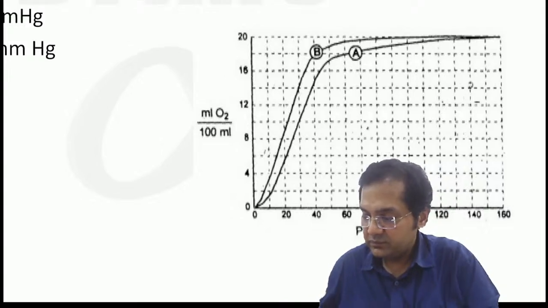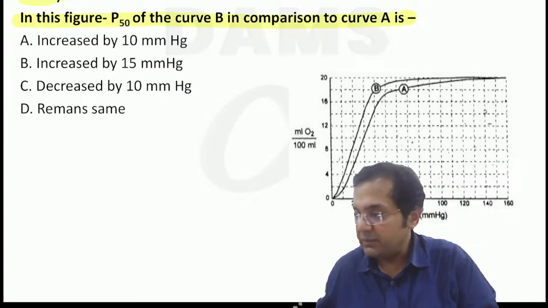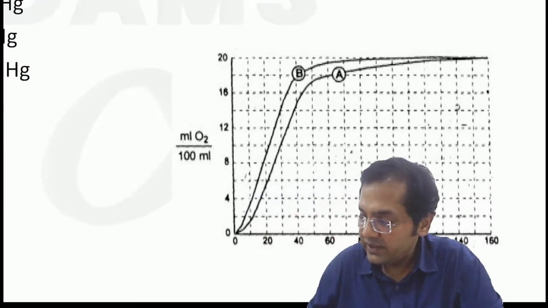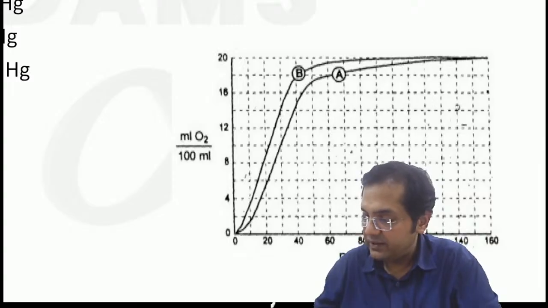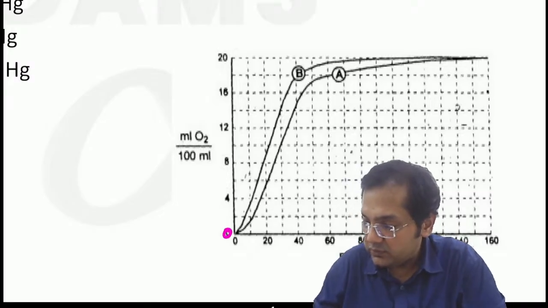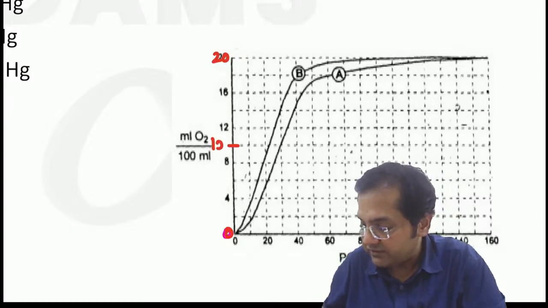Yes. What should be the answer? Everybody is correct here. Let me see. Please see this. What is happening here is, in a normal curve A, remember this is 0, this is 20 and 0. So 50% saturation will be here, which is 10.